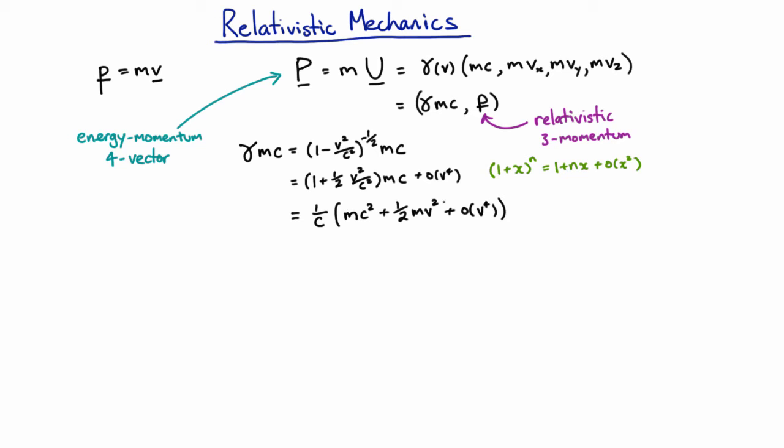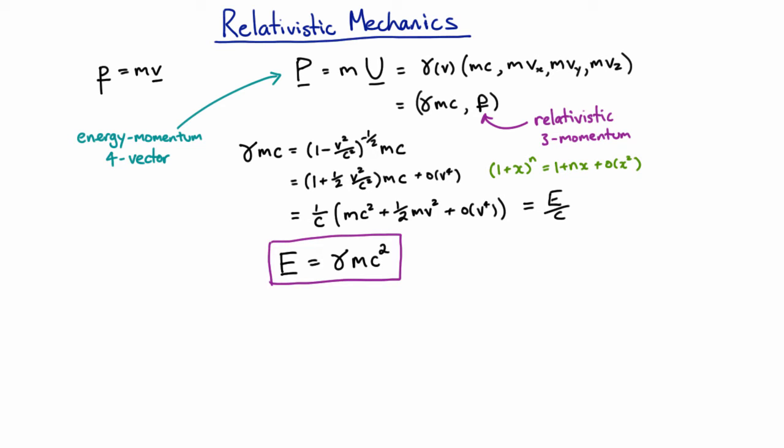And so if we assign this entire term to be the energy, rather than just the kinetic energy part of it, then this energy-momentum tensor becomes energy over c and the momentum. Then we recover one of the most famous equations in all of history: E equals gamma mc squared.